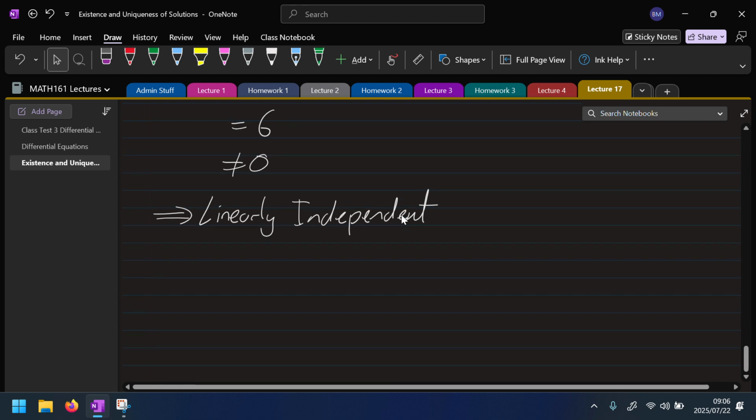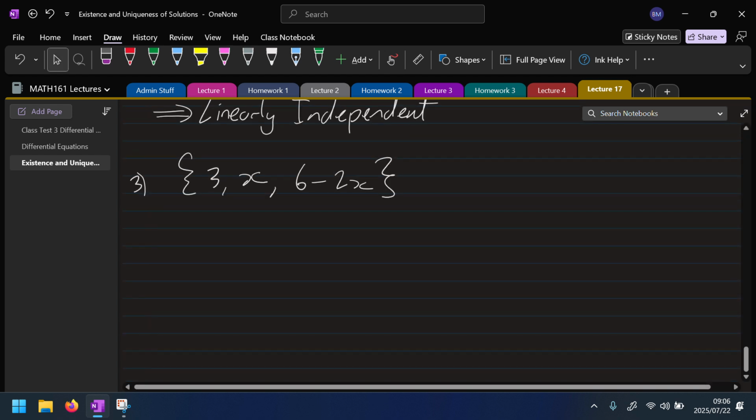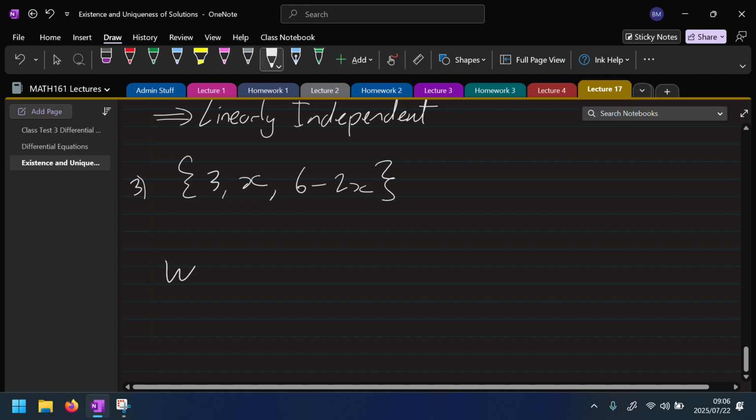Okay. Then the last one. Okay, so here we had the set 3x and 6 minus 2x. Okay, again, it will be a 3 by 3 because we've got 3 functions there. So let's set it up and check.